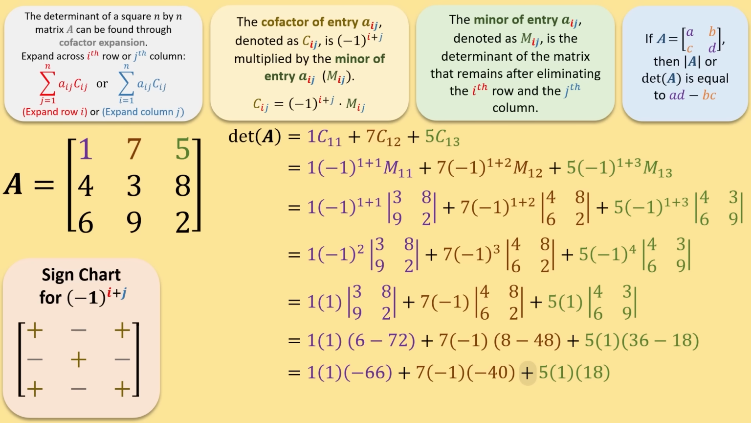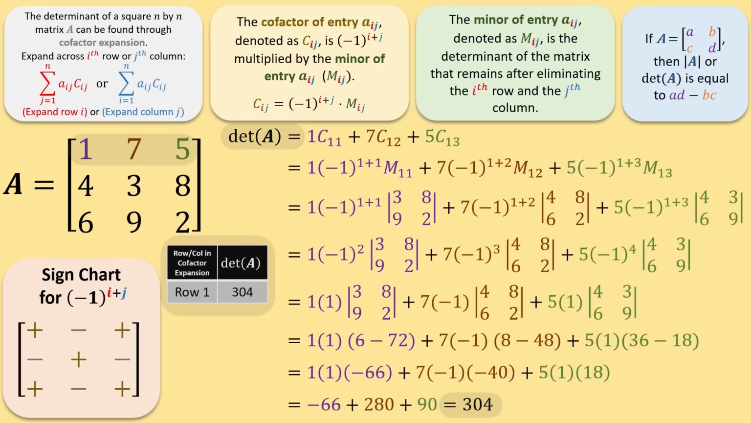We add the third entry of our row, 5, times positive 1, times 18. This is the third entry of our row times its corresponding cofactor. This product equals negative 66, this product equals positive 280, and this product equals positive 90. Adding those together, we get 304. The determinant of A is equal to 304. We got that value by doing cofactor expansion across the first row of our matrix A.